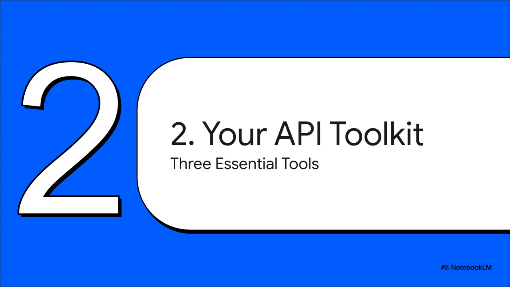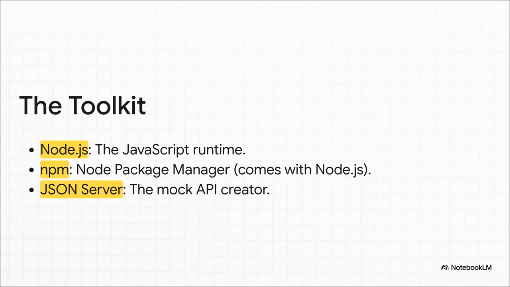So to make this happen, we just need a few key things. It's like our own little API toolkit, and it's made up of 3 essential pieces of software that just work perfectly together. First up, we've got Node.js. This is basically what lets us run JavaScript code on our computer, not just in a browser. Second is NPM, the Node Package Manager. And the best part? It comes bundled right with Node.js, so you get it for free. And finally, we'll use NPM to install the real star of the show, JSON Server.